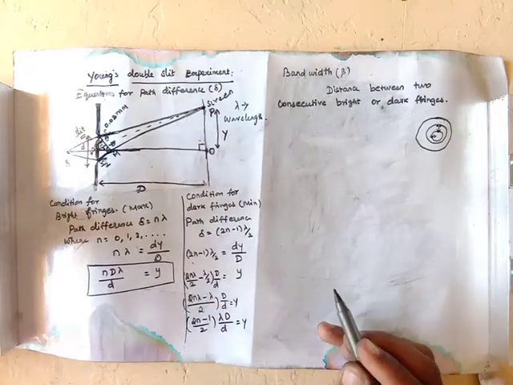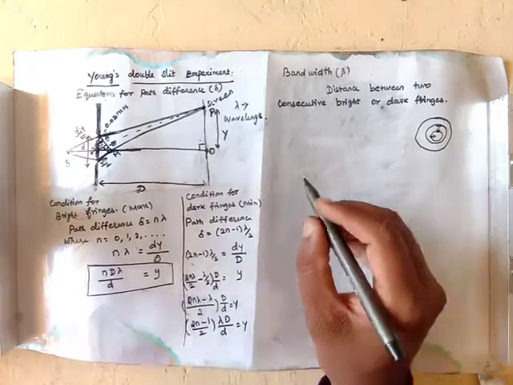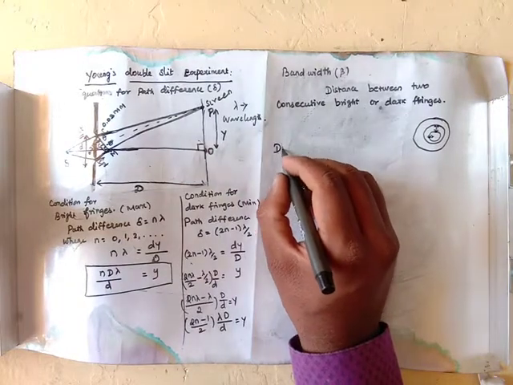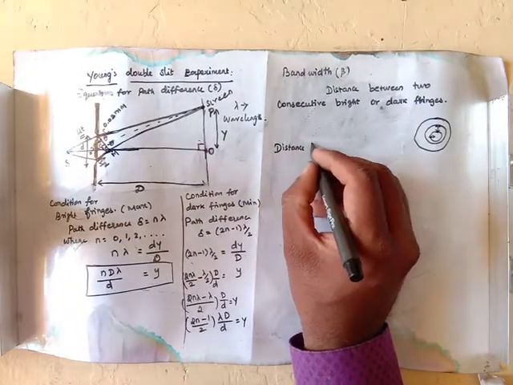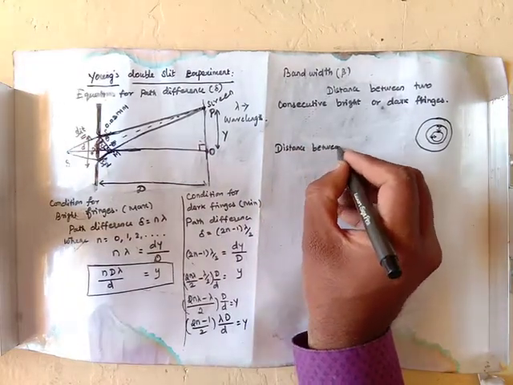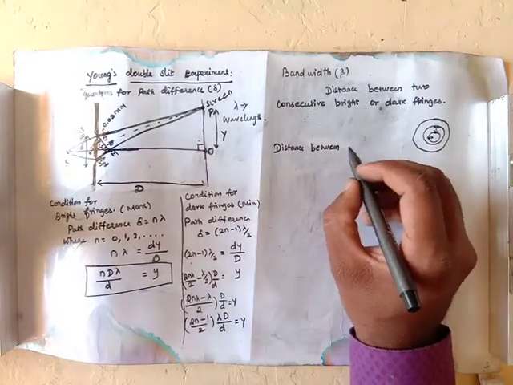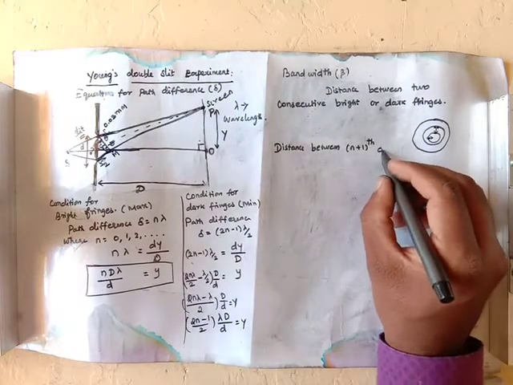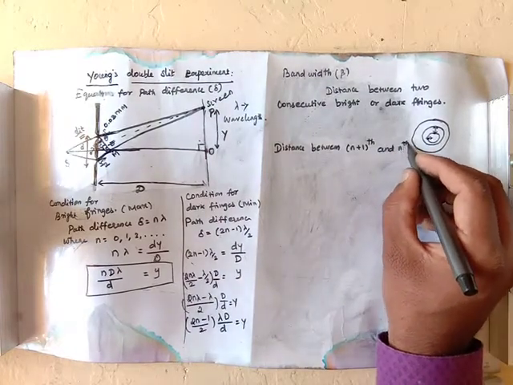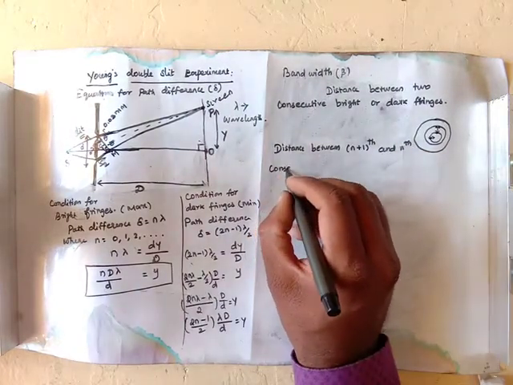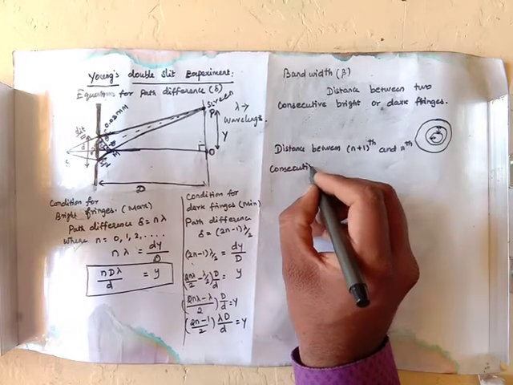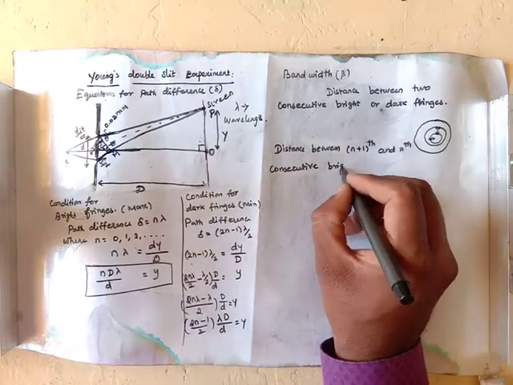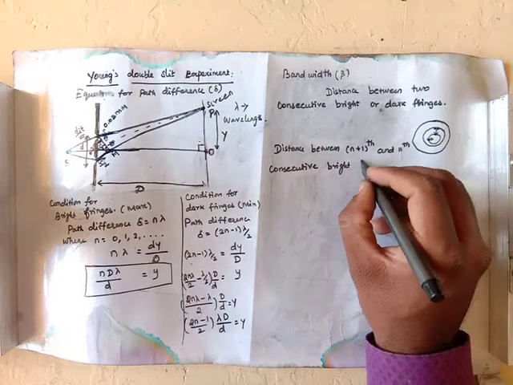So to calculate this, the distance between the n plus 1 and n consecutive bright fringes.